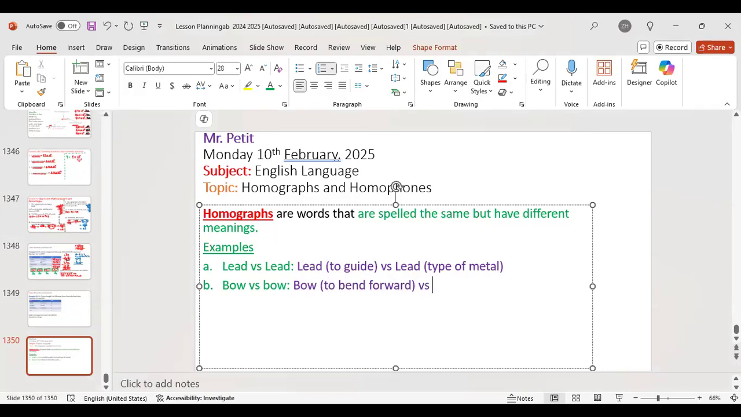Versus bow, which is a what? Accessory. It's a weapon. A weapon used in archery. There's another one, which is a tied bow, a tied ribbon, right? So bow, which means to bow, to bend forward, and bow, which means a tied ribbon. Can you all use these two in a sentence?